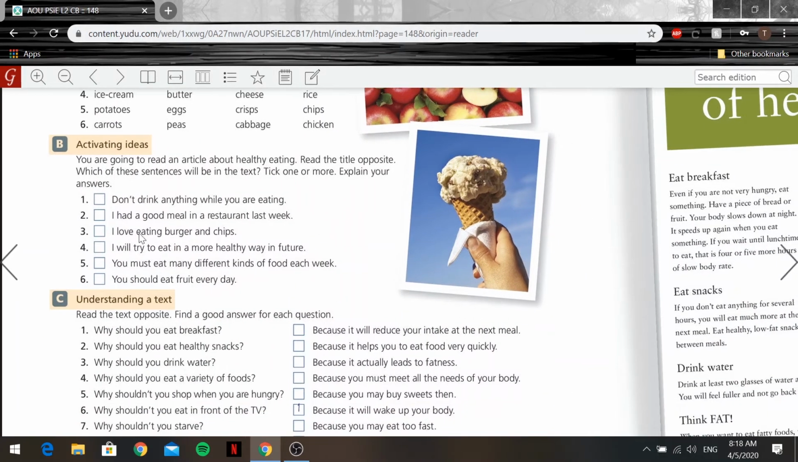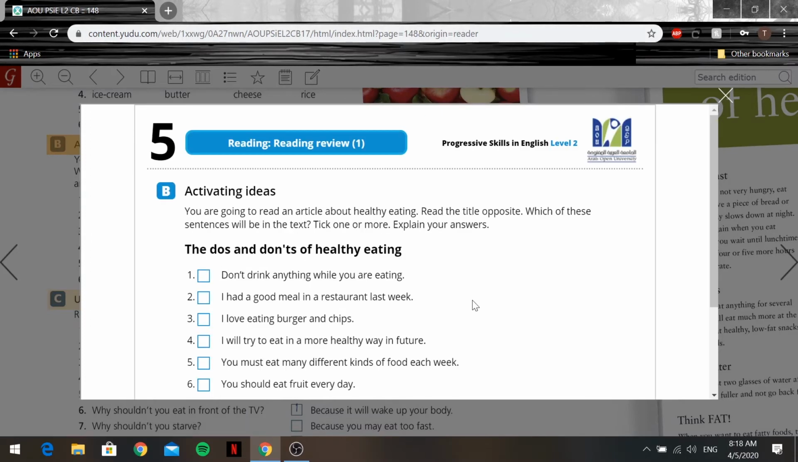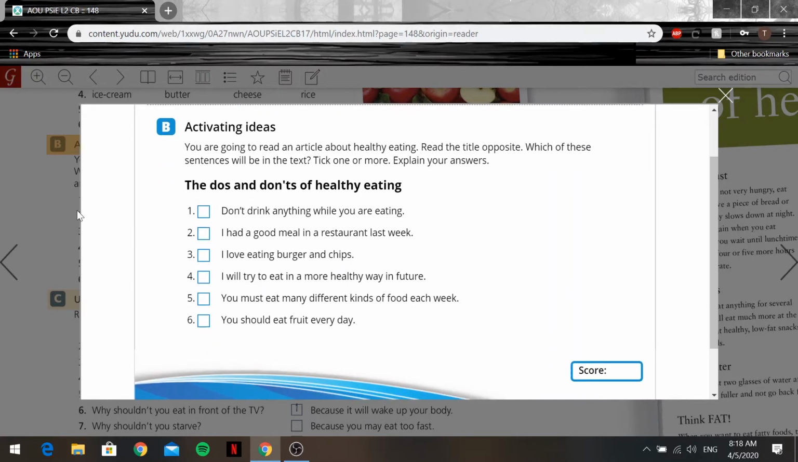Okay. Now let's go to exercise B. Read the title. Which of these sentences will be in the text? Based on the text, which of these are in the text? Tick one or more. Okay, let's take a look. Don't drink anything while you're eating. Obviously, this is true. It is mentioned in the article.